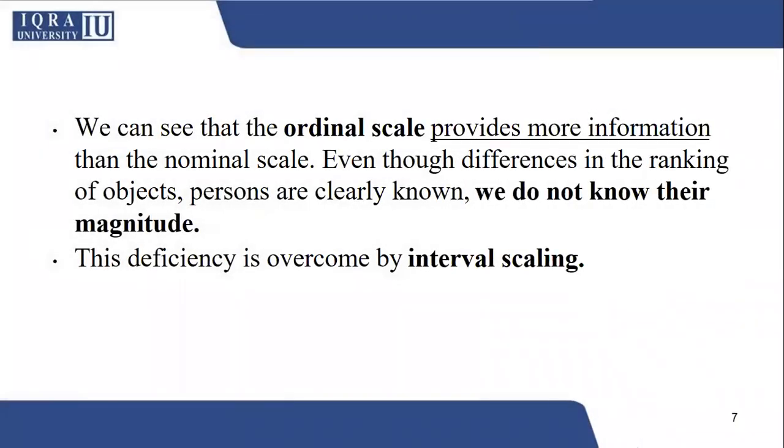We can see that ordinal scale provides more information than the nominal scale. Even though differences in the ranking of objects or persons are clearly known, we do not know their magnitude. This deficiency is overcome by interval scale.